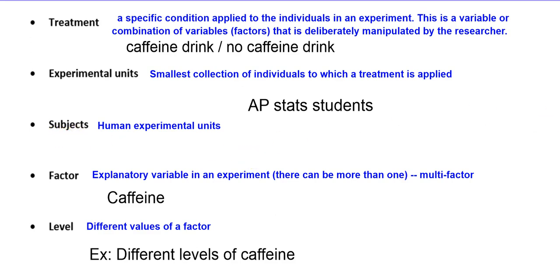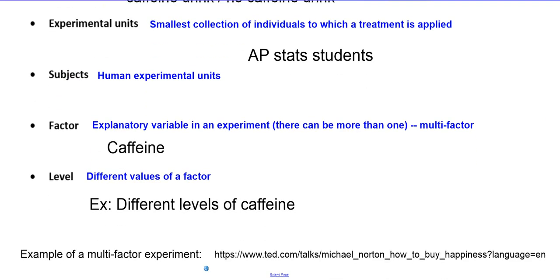The factor is the explanatory variable. Sometimes there's more than one. It could be multi-factor. Here we just had caffeine. Sometimes the explanatory variables have more than one level. So maybe if I'd given some students 10 grams of caffeine and other students got 20 grams of caffeine and other students got no caffeine at all, that would be different levels. But in this case, it was just one level of caffeine.